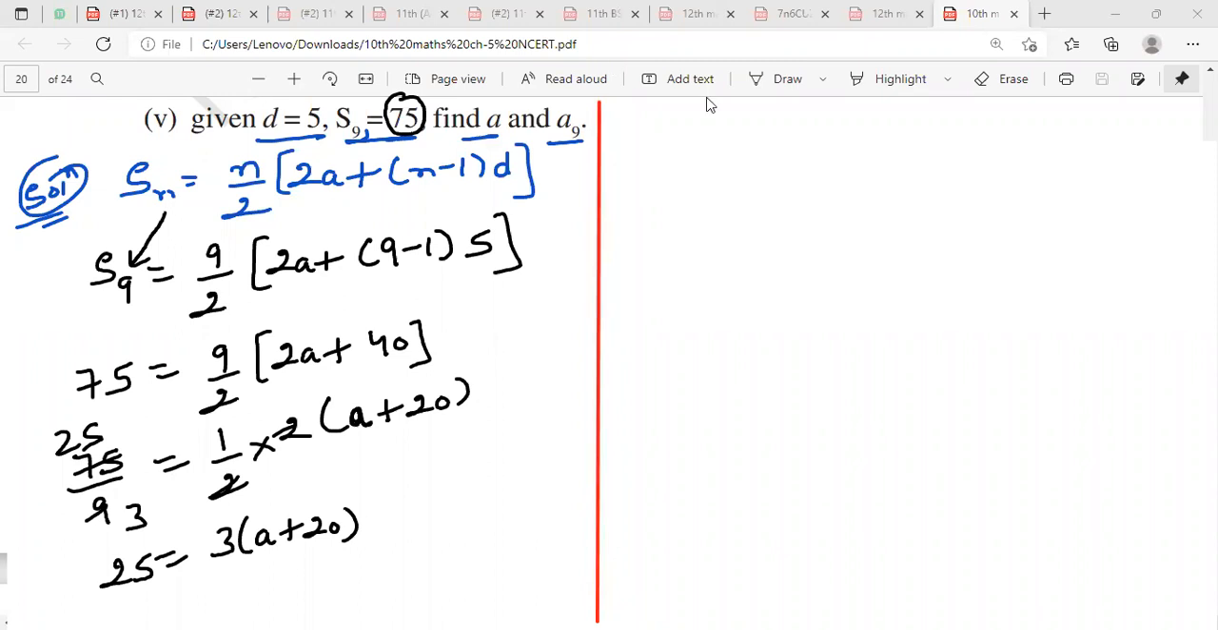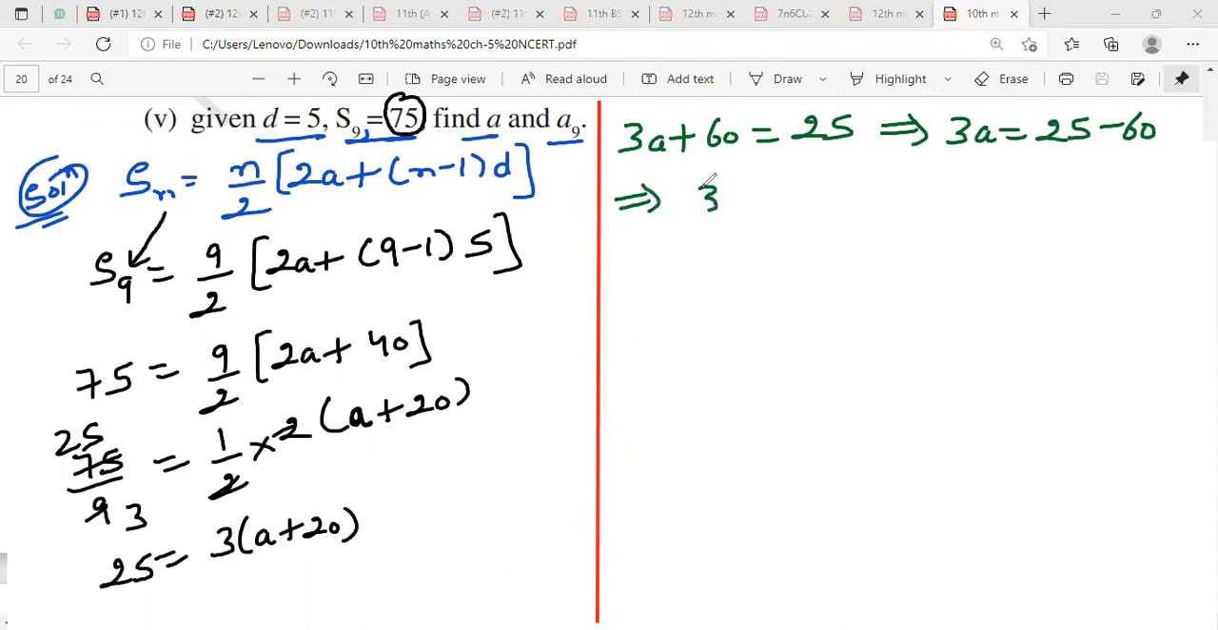So from this equation, we can find the value of A. How? See, 3A plus 3 into 20, that is 60, and it is equal to 25, which implies 3A is equal to 25 minus 60, that is minus 35. And which implies A is equal to minus 35 by 3. So we have found the value of A.